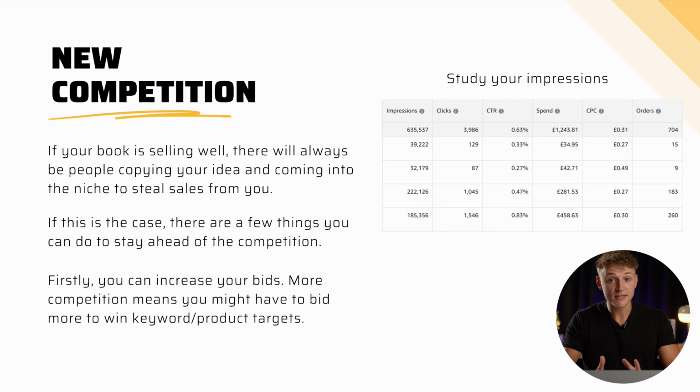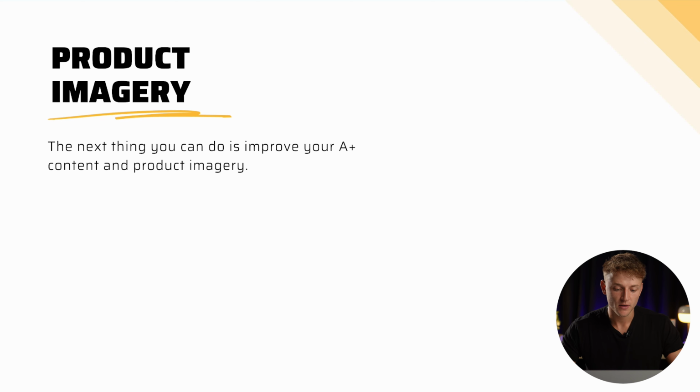So increasing your bids is the first way you can start to fend off new competition in your niche, which might have been driving your Amazon ad sales down initially. Another way you can do this is by improving your product imagery. And more specifically, you can improve your A+ content.